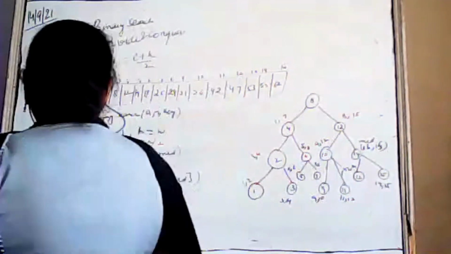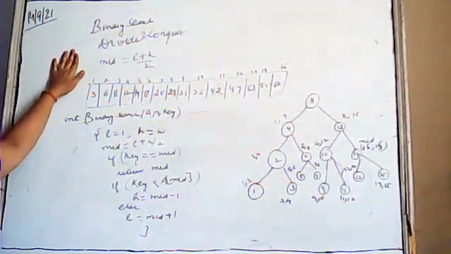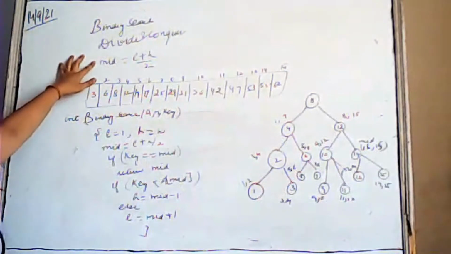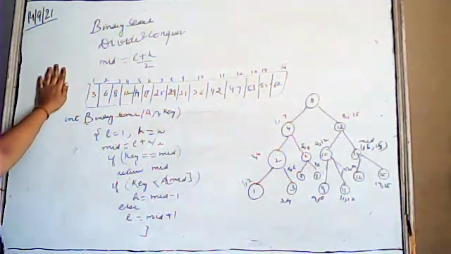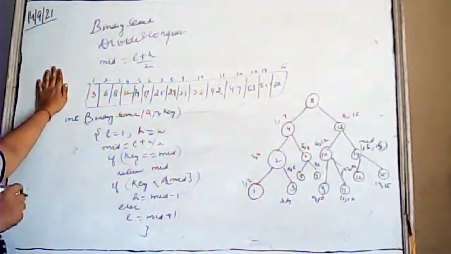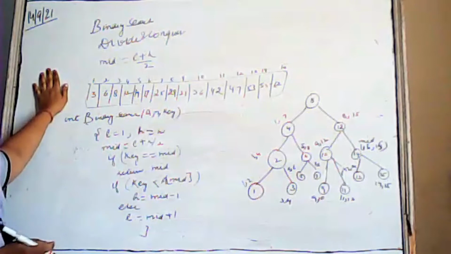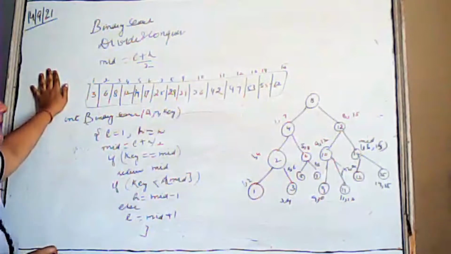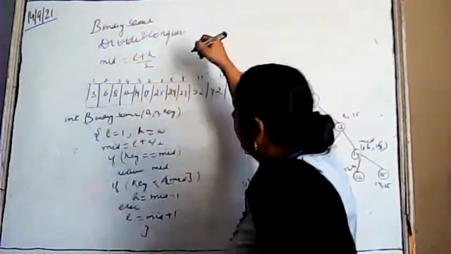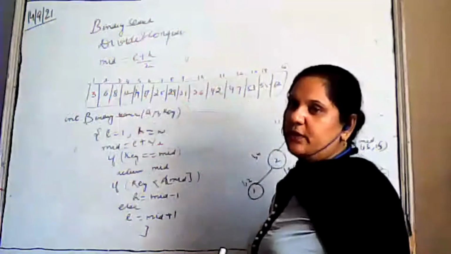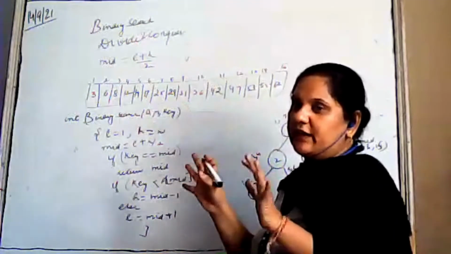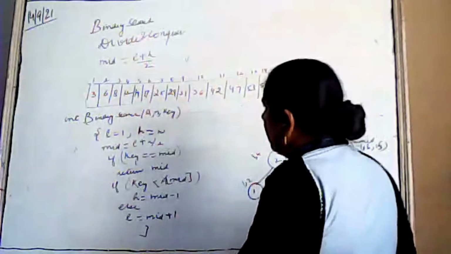So binary search is again a divide and conquer technique. Binary search also divides the bigger problem into sub problems. Then the solutions are combined to get the final solution. First of all, we have mid is equal to (L plus H) by 2. We have to find the mid so that we can divide this list into two equal parts.